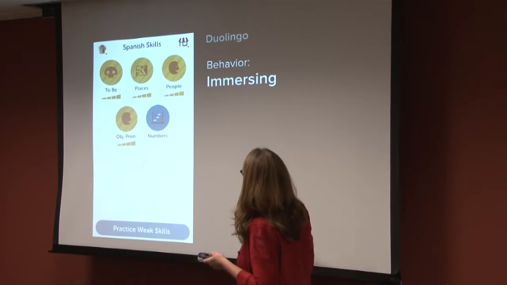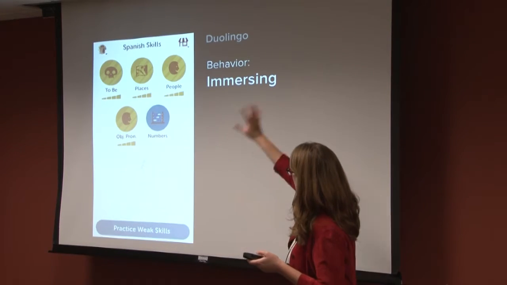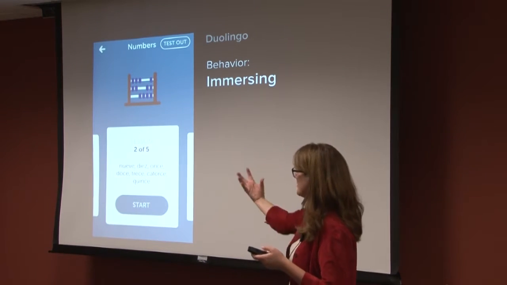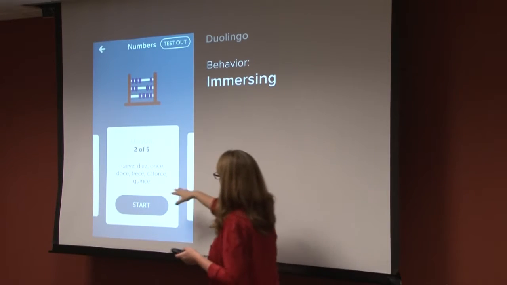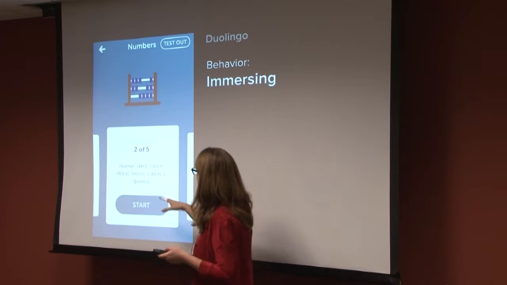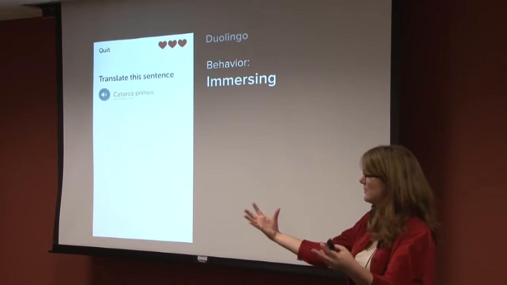So you'll see, I think I picked numbers here. I'm seeing all of my lessons. So now I have this color shift that did come out at me. And I see the lessons that we saw before. And then when I pick start, you're going to see another color shift saying, okay, now I'm entering the lesson.